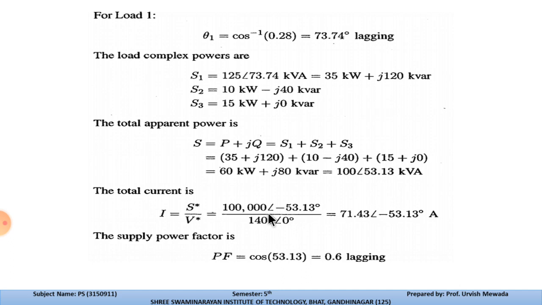So here 1 lakh at angle 53.13, and the voltage that is given is 1400 angle 0, so that will be 71.43 at angle minus 53.13 ampere. This sign indicates your current is lagging. So from this we can calculate the supply power factor, cos theta, where we replace theta with this angle 53.13, so that will be 0.6 lagging.